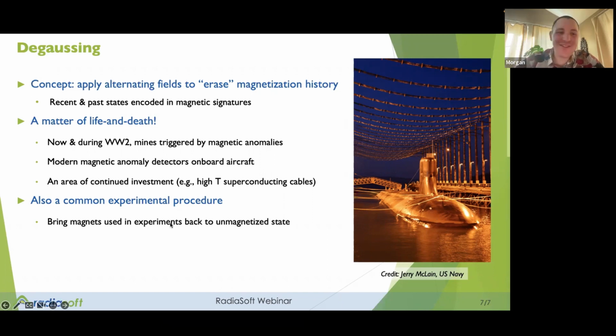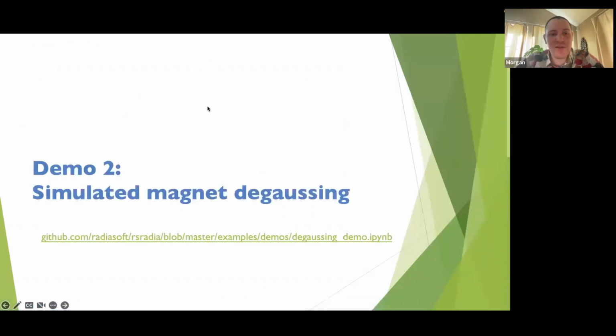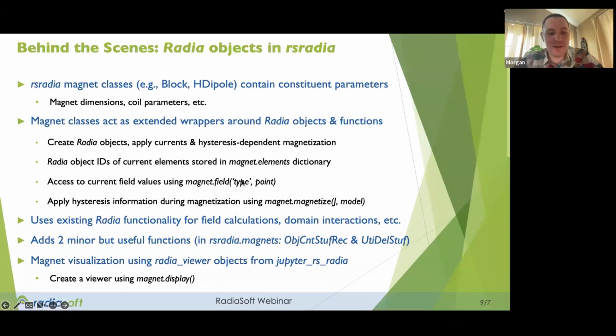For our purposes, of course, it's also a very common experimental procedure. If you are using a particular magnet and you want it to produce the same field this time as last time, you want to start from the same starting point and go through the same process. It may be necessary to bring it back to an unmagnetized state. So with that, let's go right into this second demo where we're going to do some simulated degaussing.